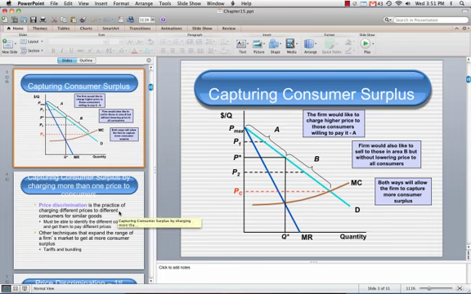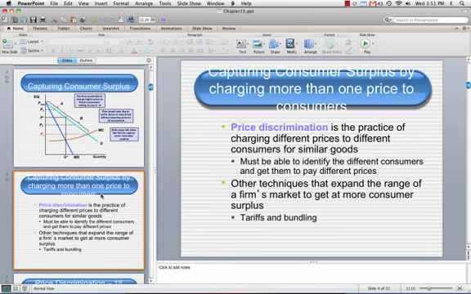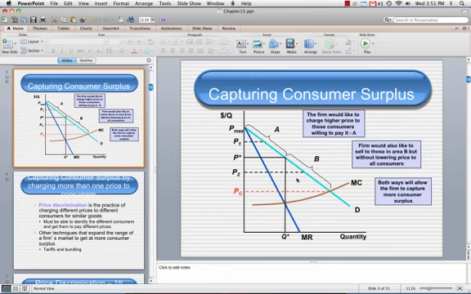So now that we see what exists as the consumer and producer surplus and deadweight loss, what we now want to look at, and that's the most significant part of this chapter, is go beyond the single price monopolist, the firm that charges only one price to all customers. Because that doesn't happen very often.